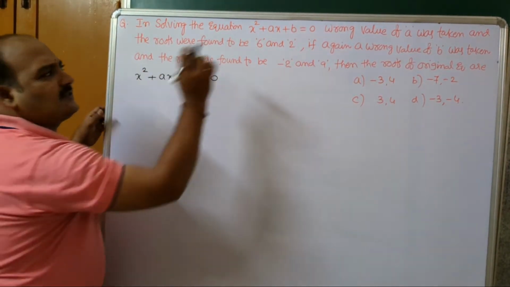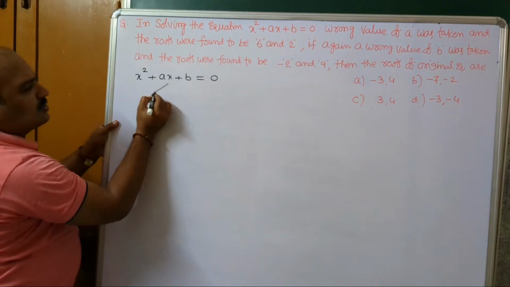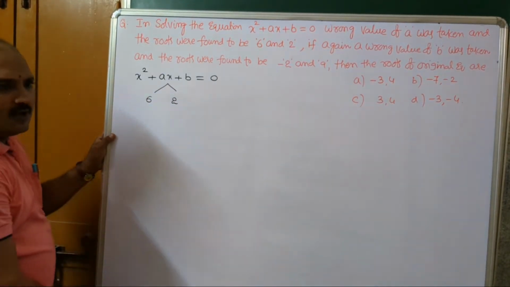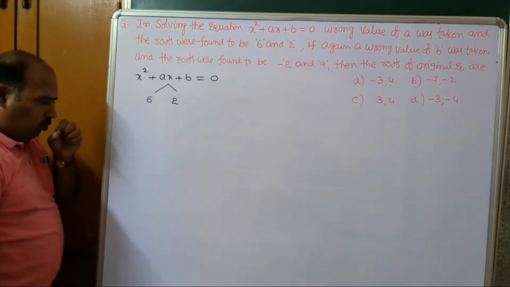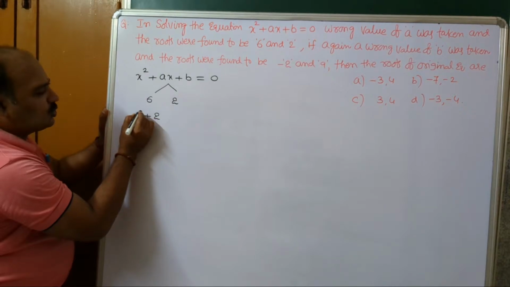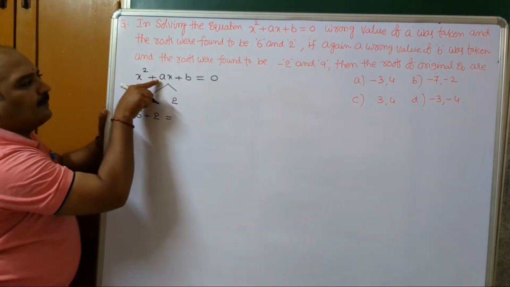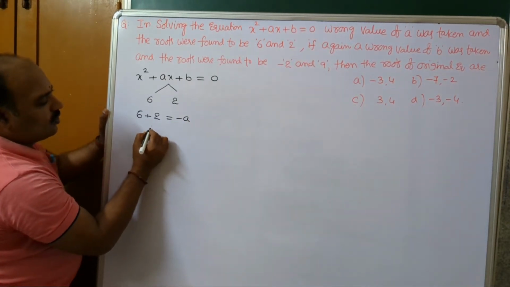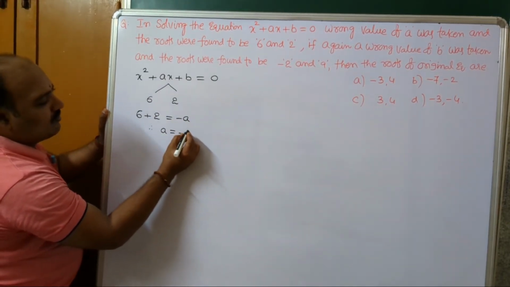I am taking 6, 2 are the roots. So according to this, sum of the roots is what? Sum of the roots, 6 plus 2 equal to minus b by a. Here it is minus a. So therefore a is equal to minus 8.